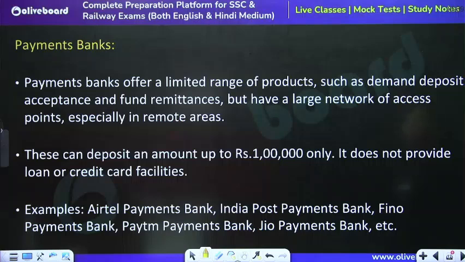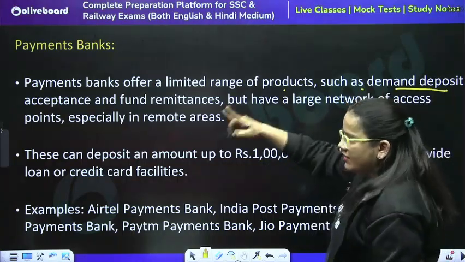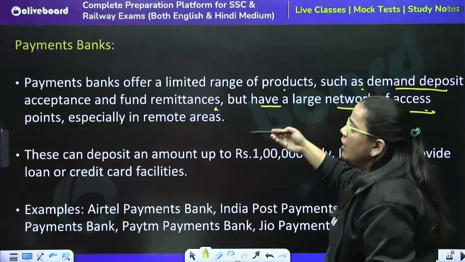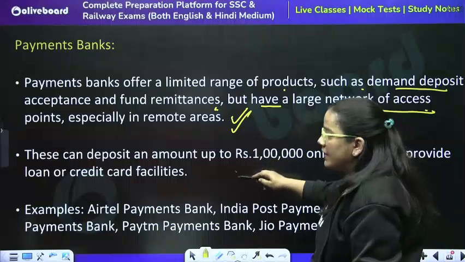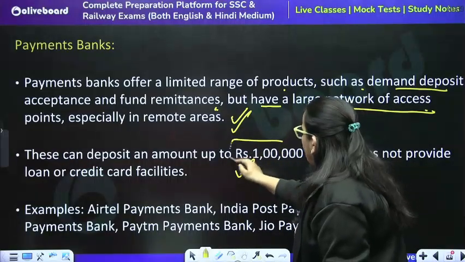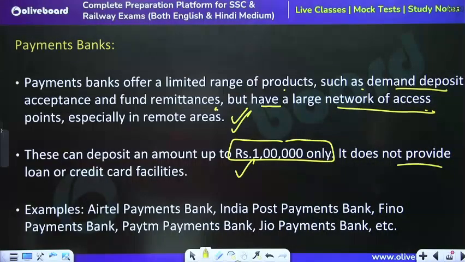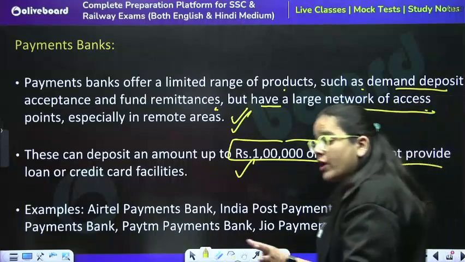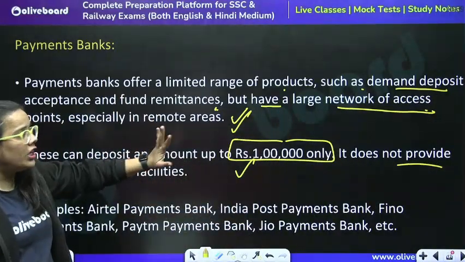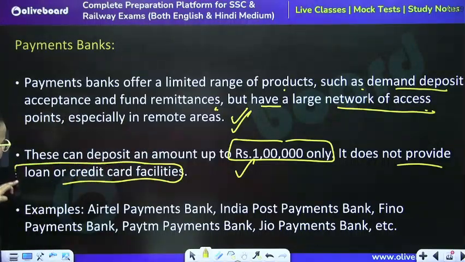Now, payments banks offer a limited range of products such as demand deposit acceptance and fund remittance, but have a large network of access points, especially in remote areas. These banks can accept deposits up to rupees 1 lakh only. They do not provide loans or credit card facilities. So the question could be asked, chances are, which of the following is not a function of a payments bank? So this is not a function of a payments bank.